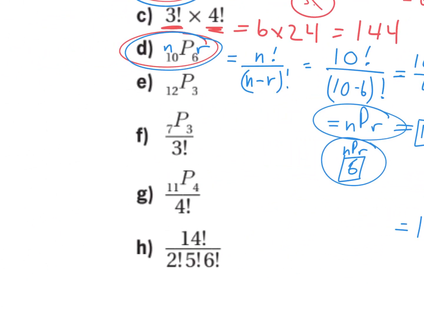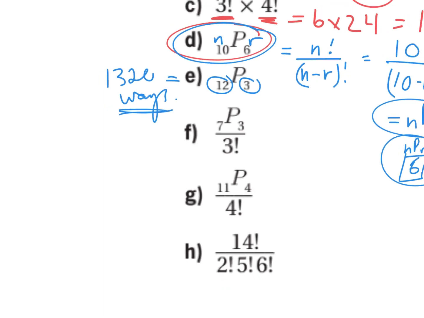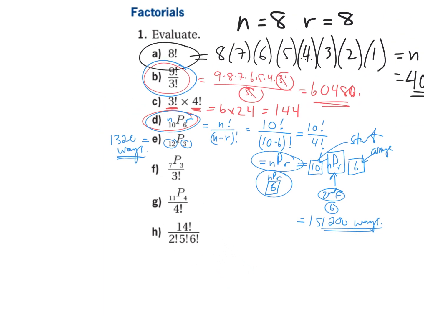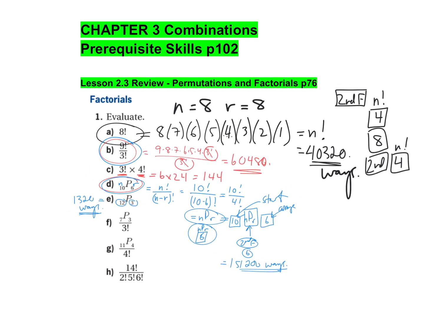Okay, and then we have a few more here. So let's use that nPr button on the calculator. It's going to be 12, second function 6 to activate the permutation button, then 3. So starting with 12 objects, and we're going to arrange 3 of them, and that becomes 1,320 ways to do so. So that is reviewing permutations and factorials. Let's do one more.